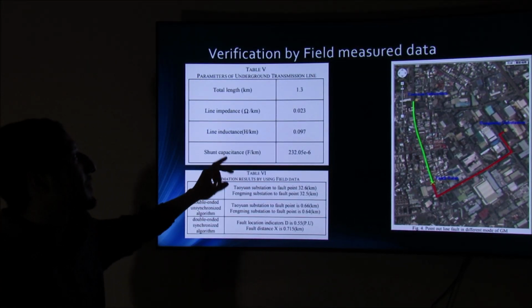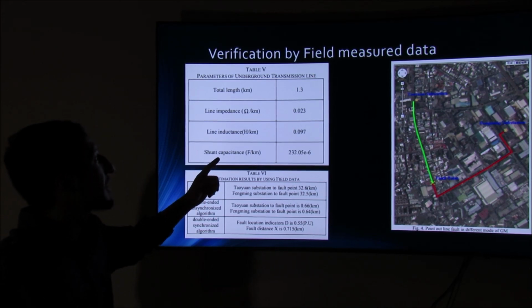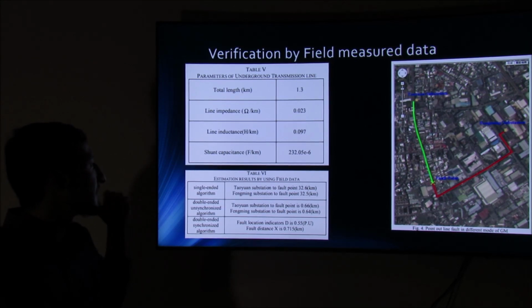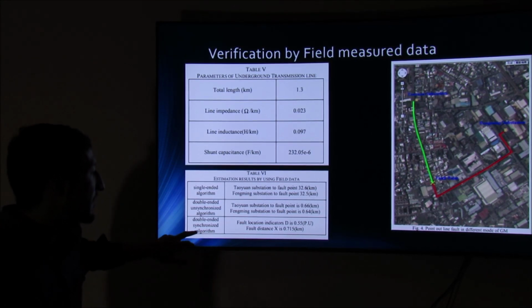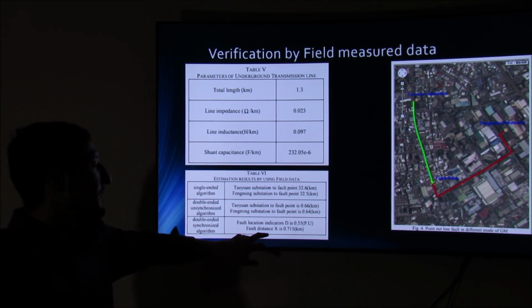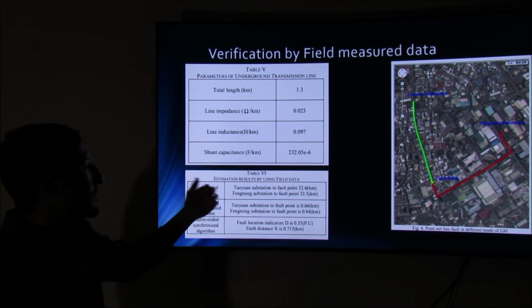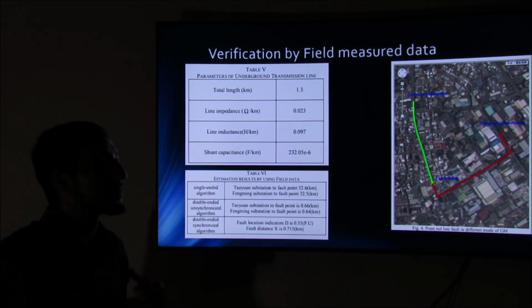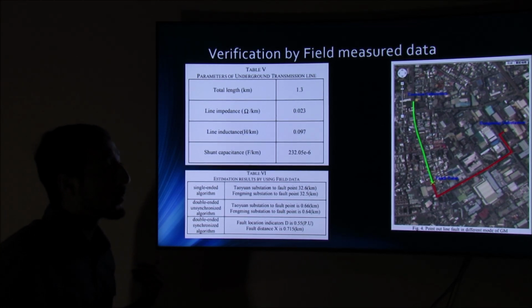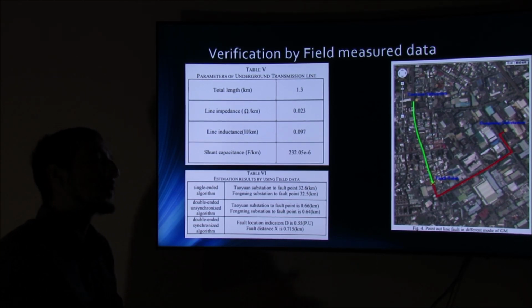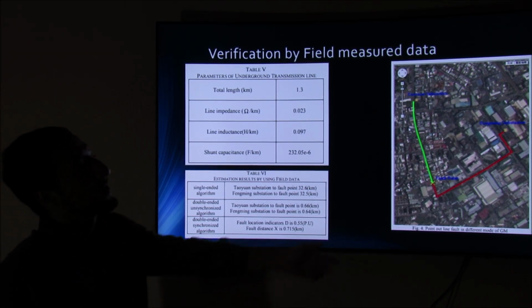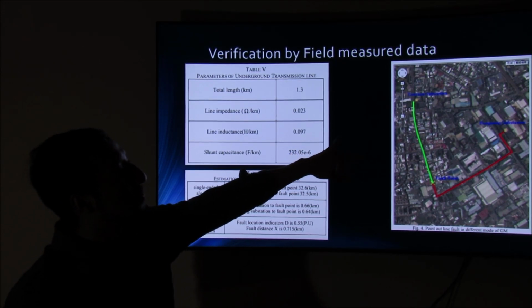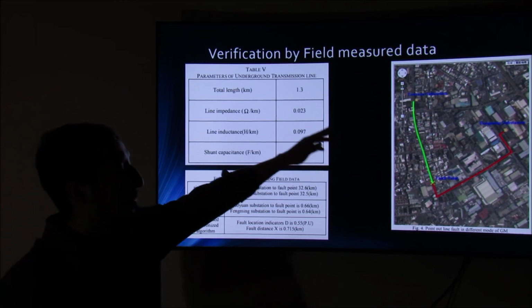Okay, so here are the actual parameters of the underground transmission line, where you have the total length, your impedance, your line inductance, and your shunt capacitance. Here the double-ended synchronized algorithm indicates that the fault distance is the closest to the 1.3. Now, after collecting their data from their algorithms and software, they use Google Maps to actually portray where the actual fault is. This test was made in Taiwan from 2 substations, and they located their fault point right here.